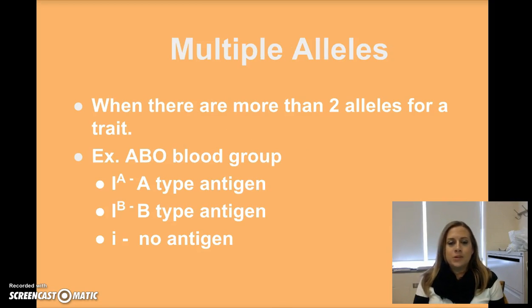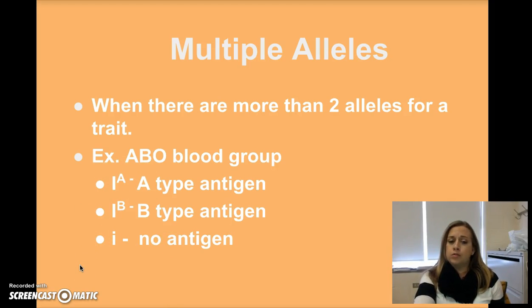All right, next we have multiple alleles. This is when there are more than 2 alleles for a particular trait. A really good example is the ABO blood group. We have 3 possible alleles for the ABO blood group. The first is written capital I with an A superscript. This codes for the A antigen. Then you have capital I with the B superscript. That's your B antigen. And then you have a lowercase i, and this means that there is no antigen. So these are your 3 possible alleles.